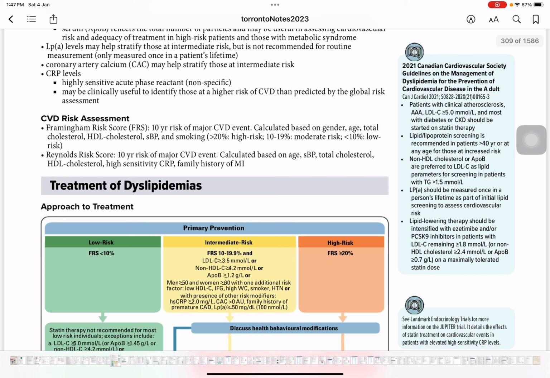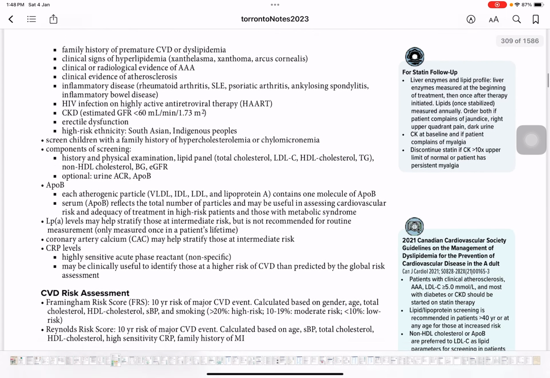Lipid lowering therapy should be intensified with ezetimibe, PCSK9 in patients with LDL-C more than 1.8, or non-HDL more than 2.4, on a maximally tolerated statin dose. Okay, so this concludes dyslipidemia.